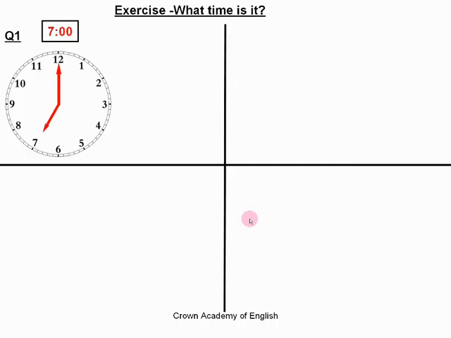Okay, so now an exercise. I'm going to show you 4 questions, and I want you to tell me what the time is. Okay, so again, remember, this is not how you write the time. I am asking you, how do you say this time? Okay, so I'll give you a couple of seconds. And the answer is, it's 7 o'clock.